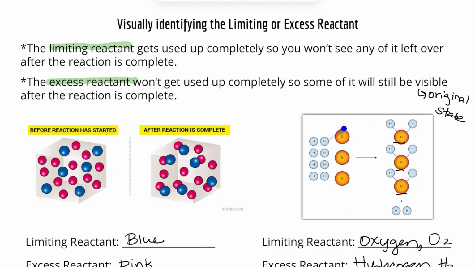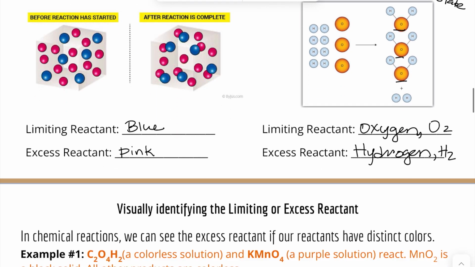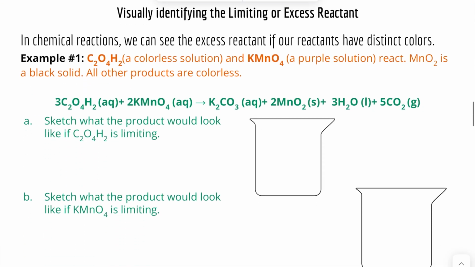Our atoms and our specific molecules or particles are too small for us to actually see. If our chemicals have distinct colors, we can sort of see what is happening or what might be excess or left over in a reaction in the lab setting. So that's what this one is going to look like. In chemical reactions, we can see those excess if our reactants have distinct colors.